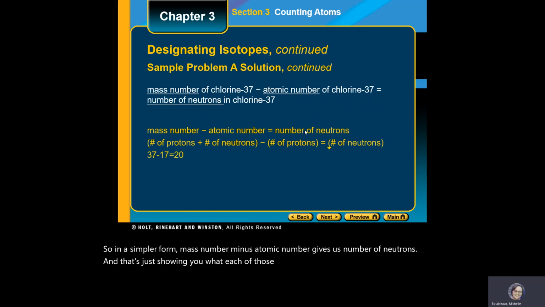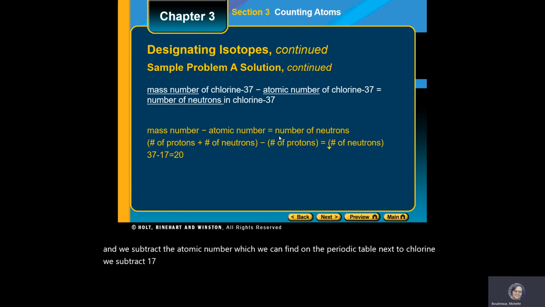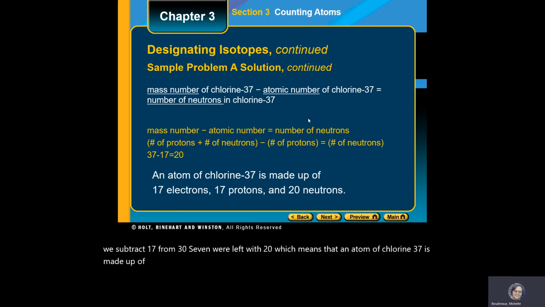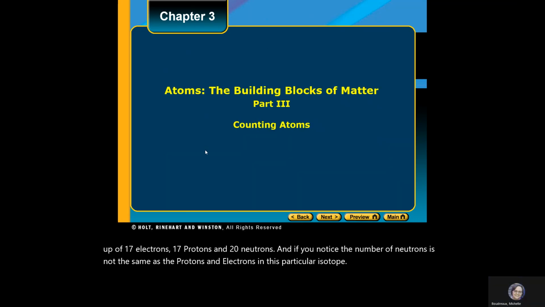So if we take 37 as the mass number and we subtract the atomic number, which we can find on the periodic table next to chlorine, we subtract 17 from 37, we're left with 20, which means that an atom of chlorine-37 is made up of 17 electrons, 17 protons, and 20 neutrons. And if you notice, the number of neutrons is not the same as the protons and electrons in this particular isotope. I'm going to stop right there.